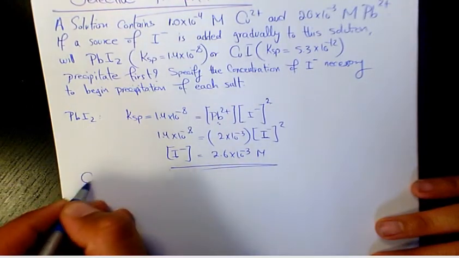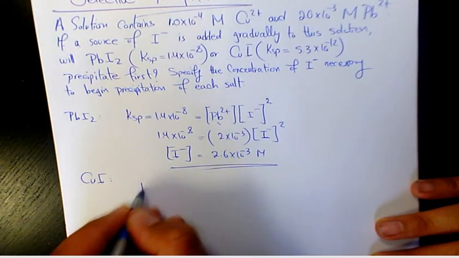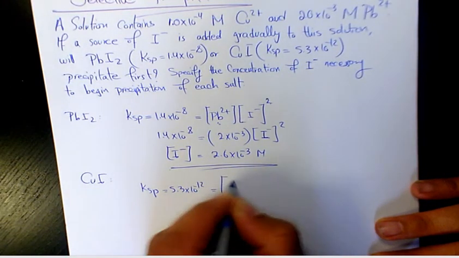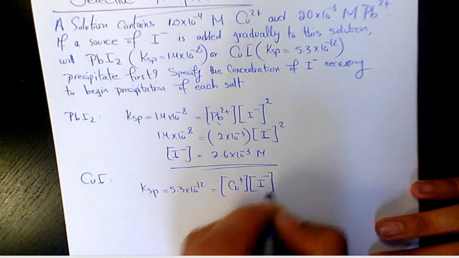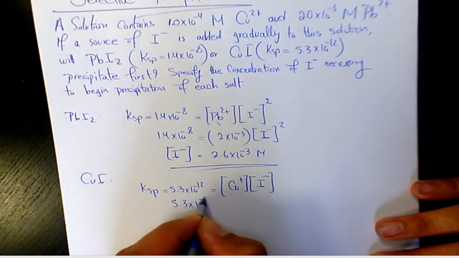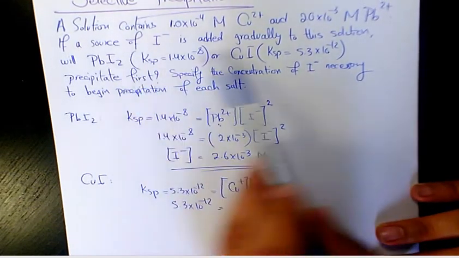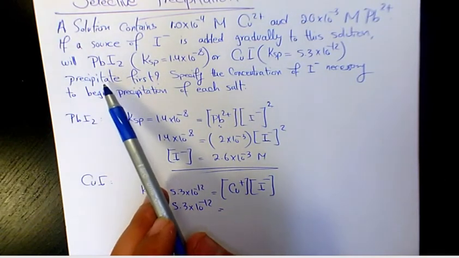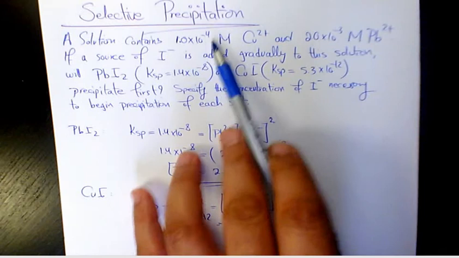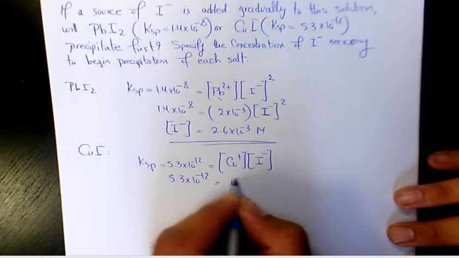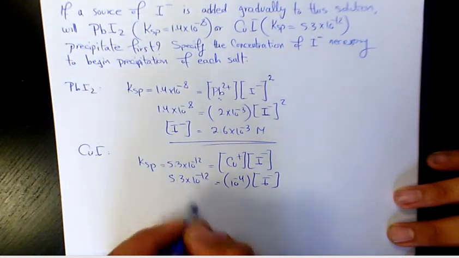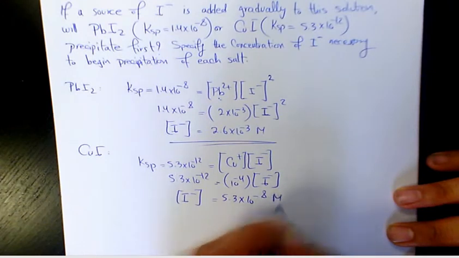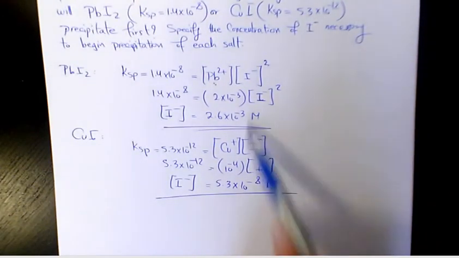Now on the other hand, for the other salt, CuI, Ksp is 5.3 times 10 to the power of negative 12, equals copper ion times iodide ion. The concentration of copper is 1.0 times 10 to the power of negative 4. So 10 to the power of negative 4 times I minus. In that case the concentration is going to be 5.3 times 10 to the power of negative 8 molar. So now you see the concentration of both of them.